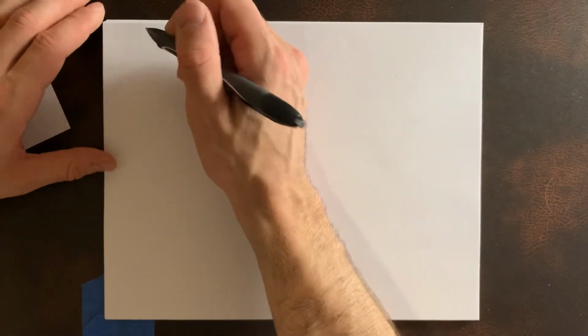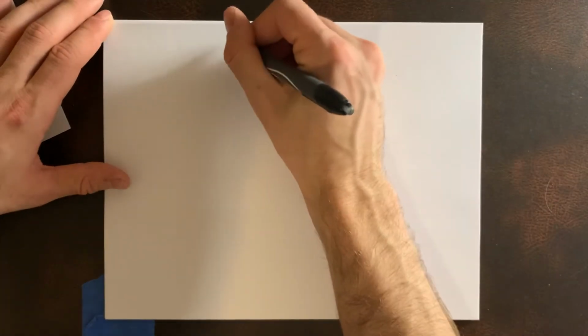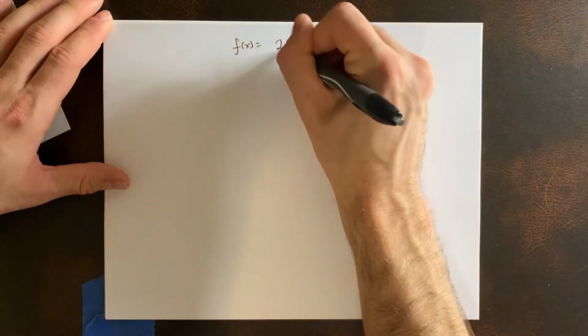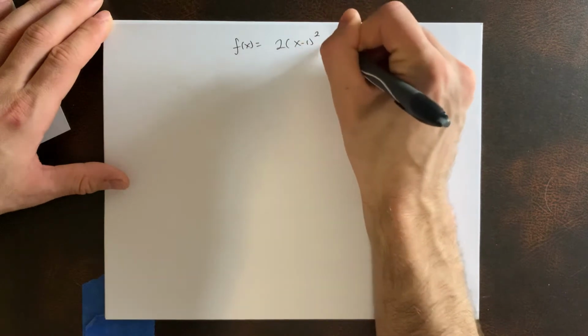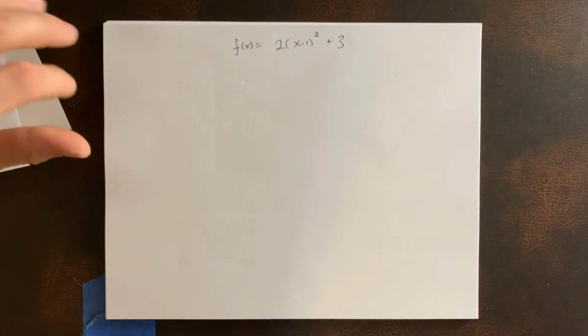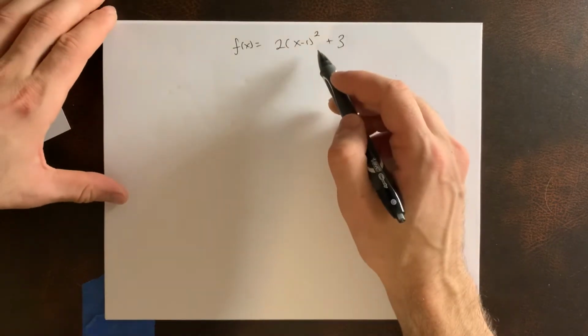So the first thing we're going to talk about is the whole goal of this section, which is to graph a function that looks like this, maybe like so: 2(x minus 1) squared plus 3. And we're going to do that by graphing this equation in steps.